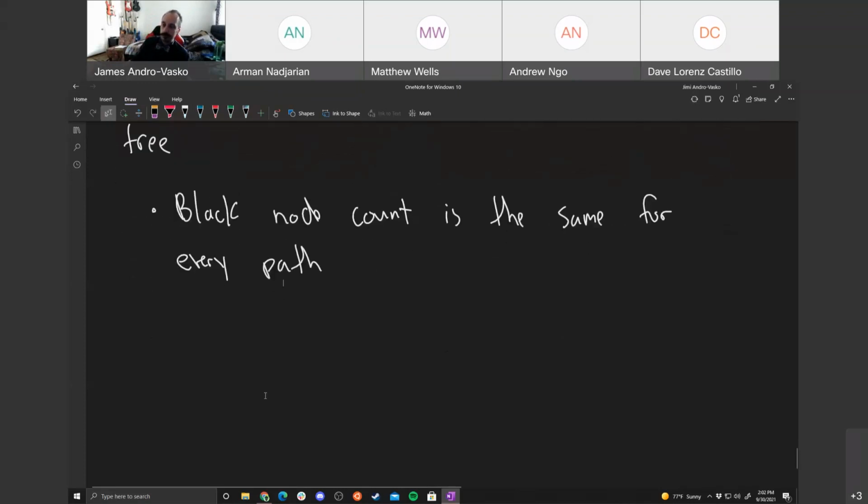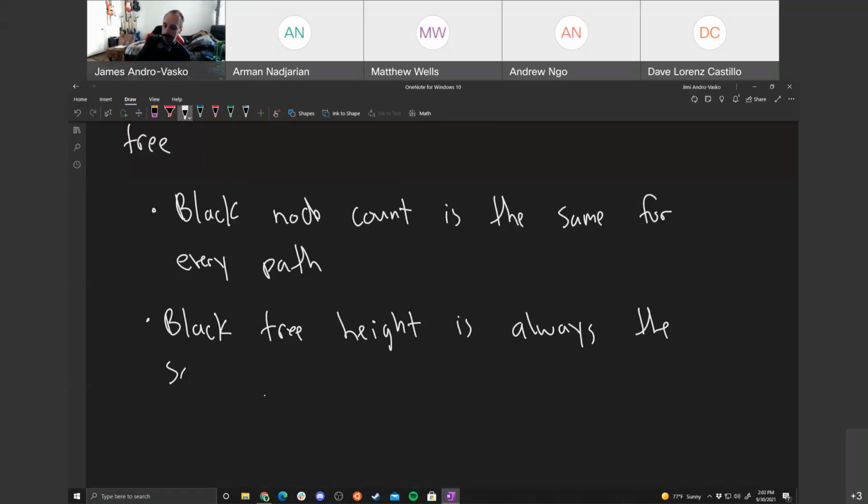So ideally, because of this, the black tree height is always the same on each side. For every node, the left and right black tree height will always be the same, because we have the same number of black nodes on every possible simple path from that node to a leaf. So we have this always maintained. So really, the black subtree of our tree is always going to be perfectly balanced.